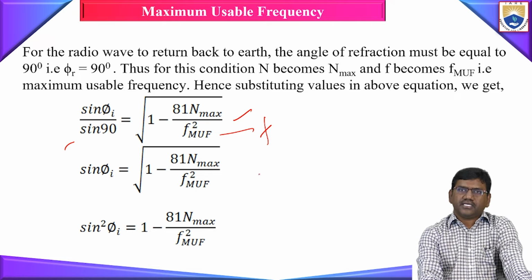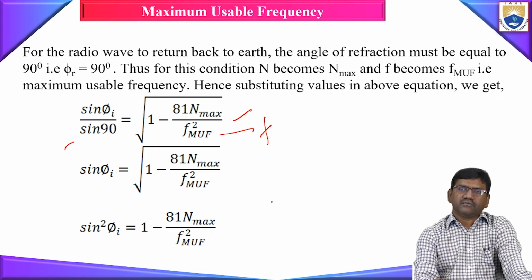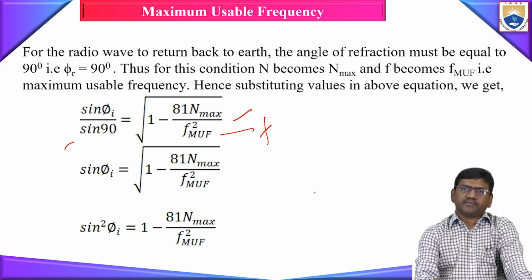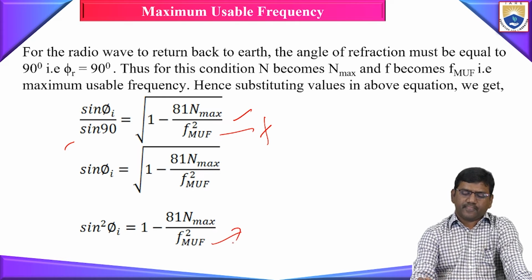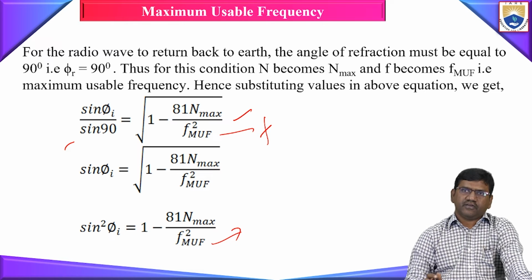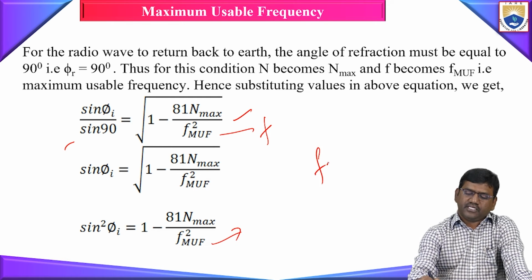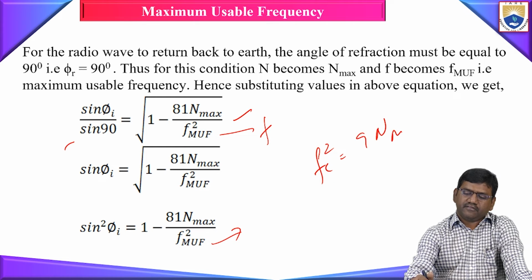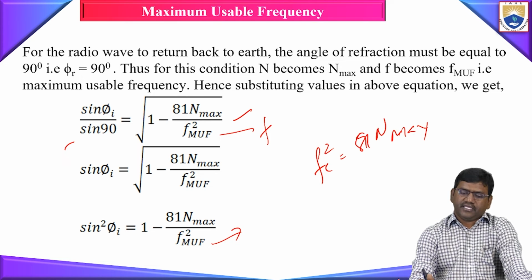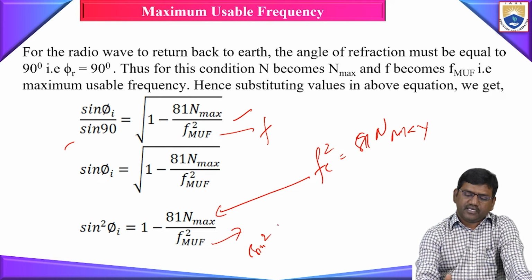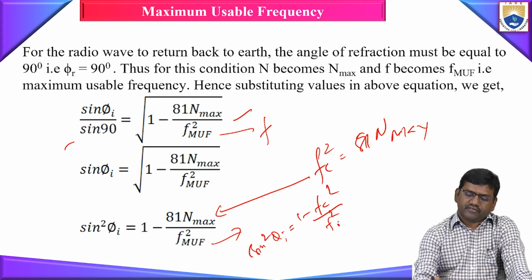Squaring on both sides, we get sin square theta i is equal to 1 minus 81 N max by f MUF square. From this expression, we need to find out the value of f MUF. But we know that fc square is equal to 81 N max. So we can substitute this value here. You will get sin square theta i is equal to 1 minus fc square by f MUF square.